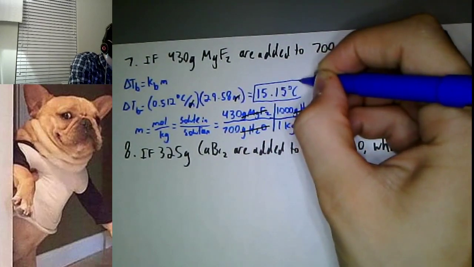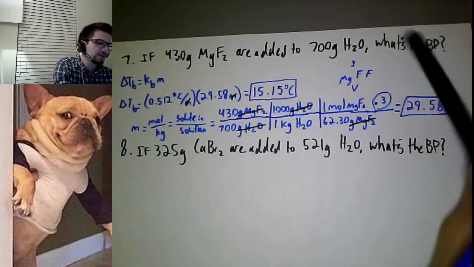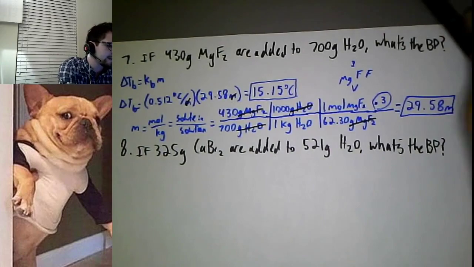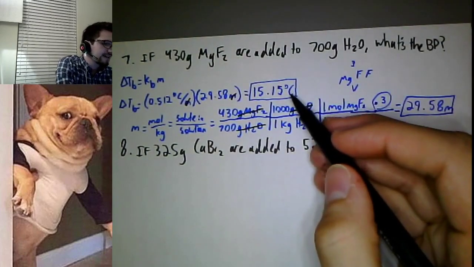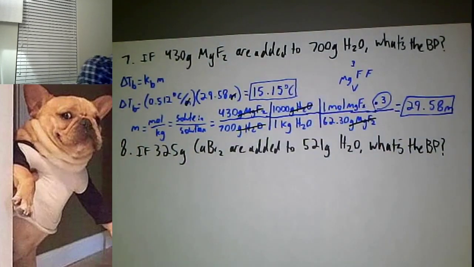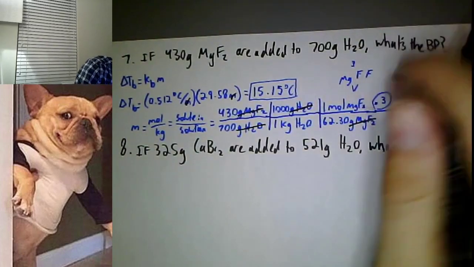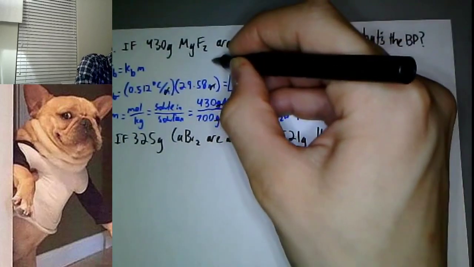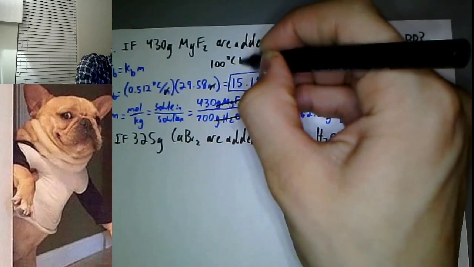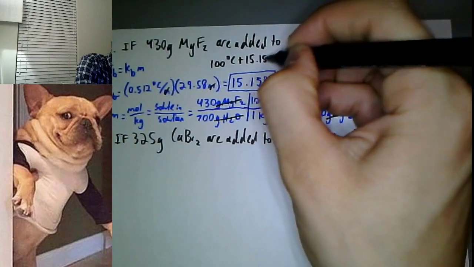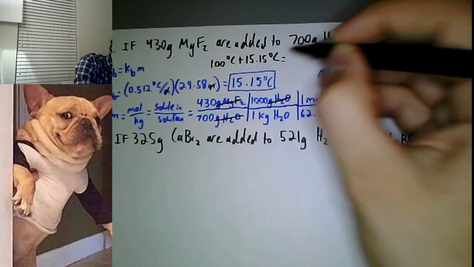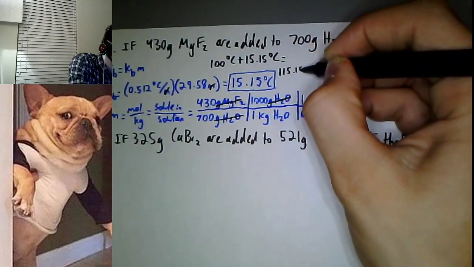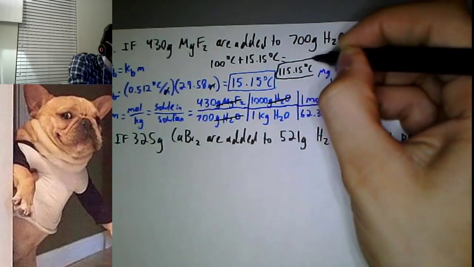Hooray! 15.15 degrees Celsius. Now what did the problem ask for? What's the boiling point? It didn't ask me for the change in boiling point. So now that I have the change, I need to combine this with the standard boiling point, which is 100 degrees Celsius. So 100 degrees Celsius plus 15.15 degrees Celsius gives me, drum roll please, 115.15 degrees Celsius. That is my final answer.